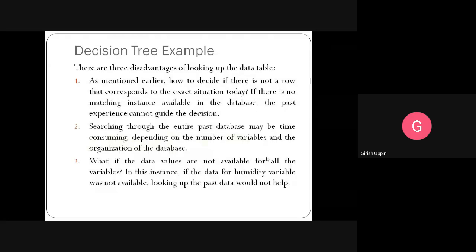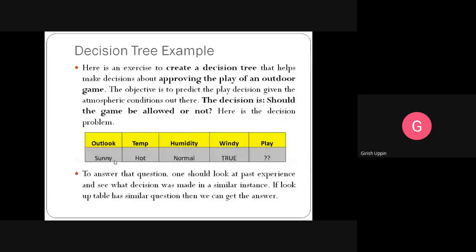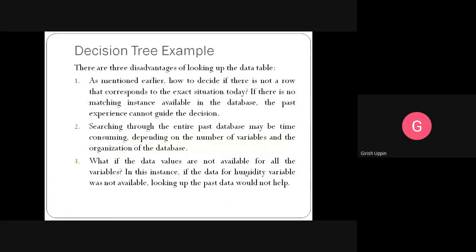There are certain disadvantages associated with the lookup table. With a lookup table, you are just going through the historical data and matching each of these values, finding whether this data is available. If that data is available, either yes or no, you say that is the decision. But the problem is there are many disadvantages of a lookup table like that.